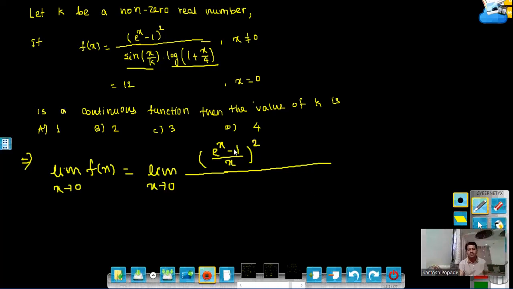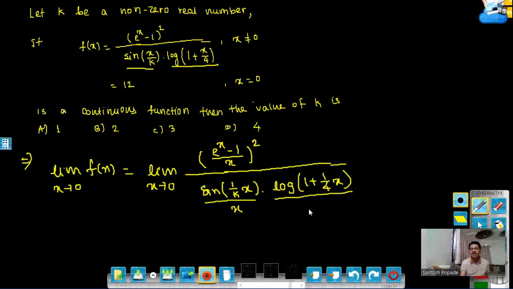I will write this denominator as sin of, x by k can be written as 1 by k into x. So I have written that into log of 1 plus 1 by 4 into x. x by 4 can be written as 1 by 4 into x. Okay, again divide by x. So in the denominator I divided by x square and in the numerator also I divided by x square.